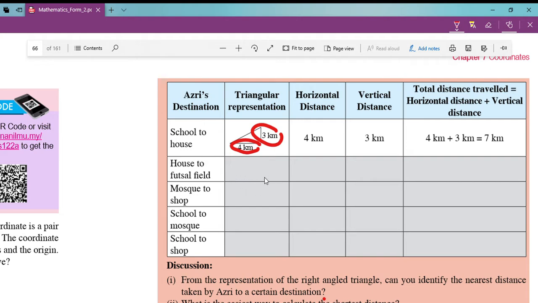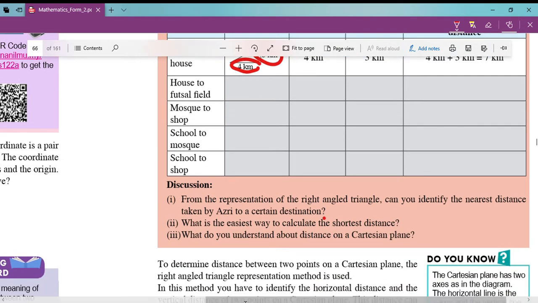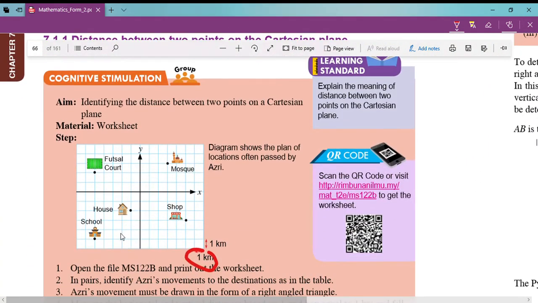We're going to move to the left. Refer to your textbook, from the house to the futsal court. You count one by one. You move from here and then go up, like this. So how many scales do you move to the left? It will be 4. That means 4 km, and then going up also 4 km. So in total you get 8 km.